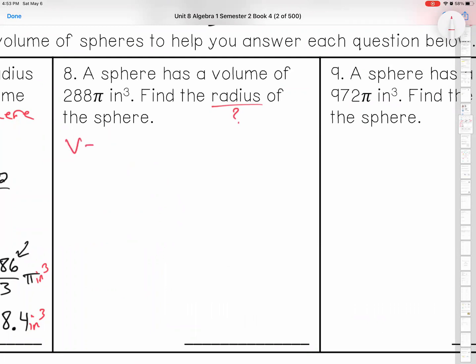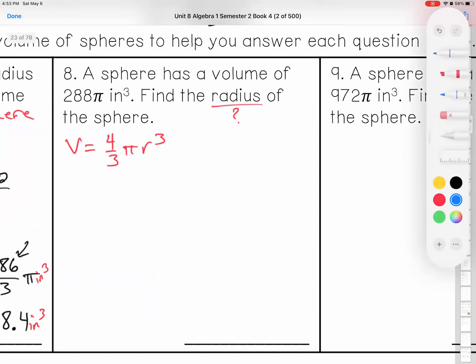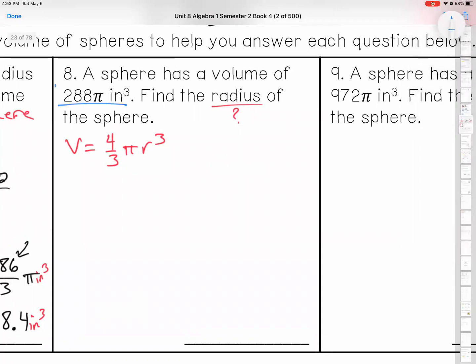So our volume equation is 4/3 pi r cubed. We're talking about just a normal sphere this time, not a hemisphere. Did I say cube? I meant sphere. All right. So now we know the volume is 288 pi, so we can go ahead and plug that in. We have 288 pi equals 4/3 pi r cubed. And right now we don't know what the radius is.